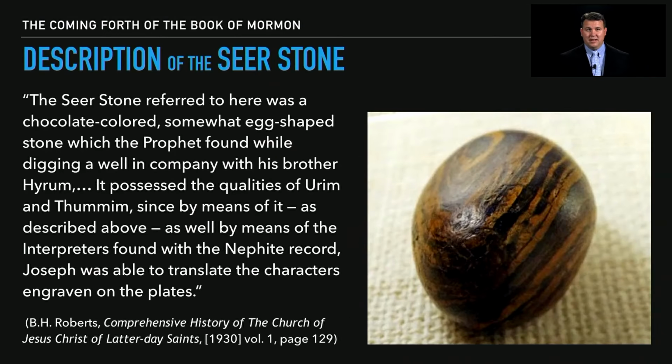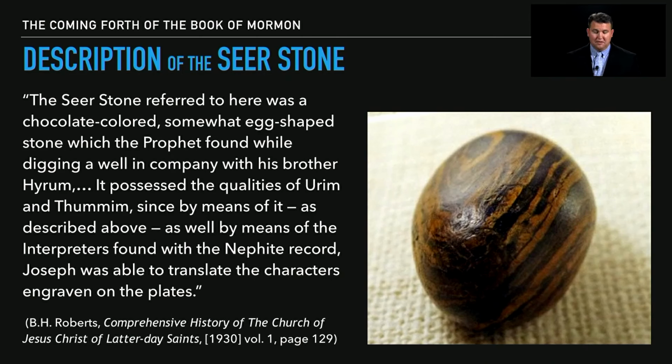In fact, in the early 20th century, when B.H. Roberts wrote the Comprehensive History of the Church, he apparently saw the seer stone itself. It was in the custody of the First Presidency then. He described the seer stone as follows. He said, "The seer stone referred to here was a chocolate-colored, somewhat egg-shaped stone, which the prophet found while digging a well in company with his brother Hiram. It possessed the qualities of Urim and Thummim, since by means of it, as described above, as well as of the interpreters found with the Nephite record, Joseph was able to translate the characters engraven on the plates."